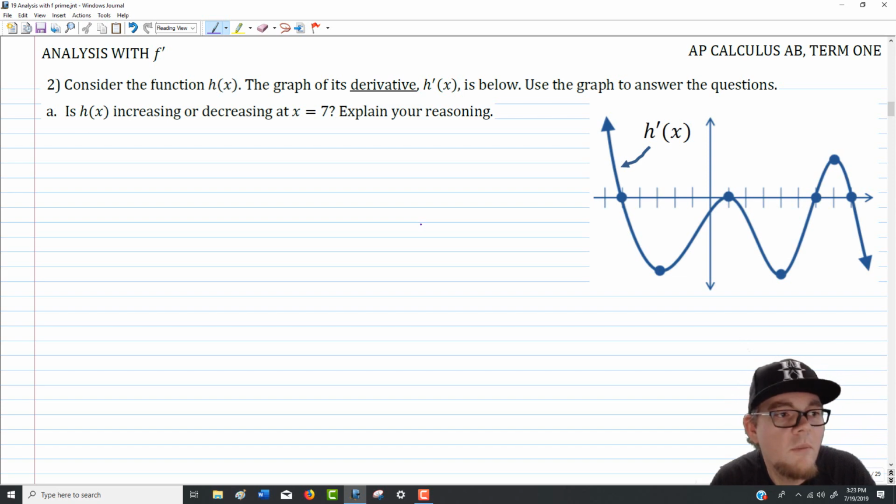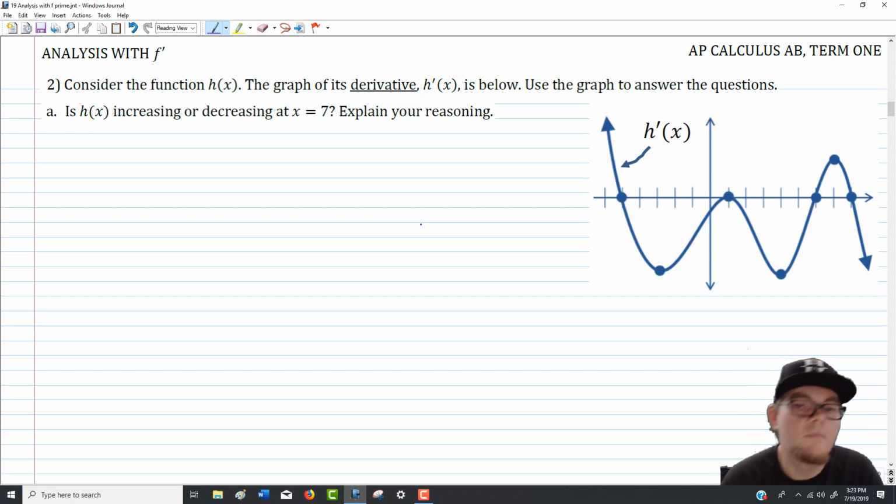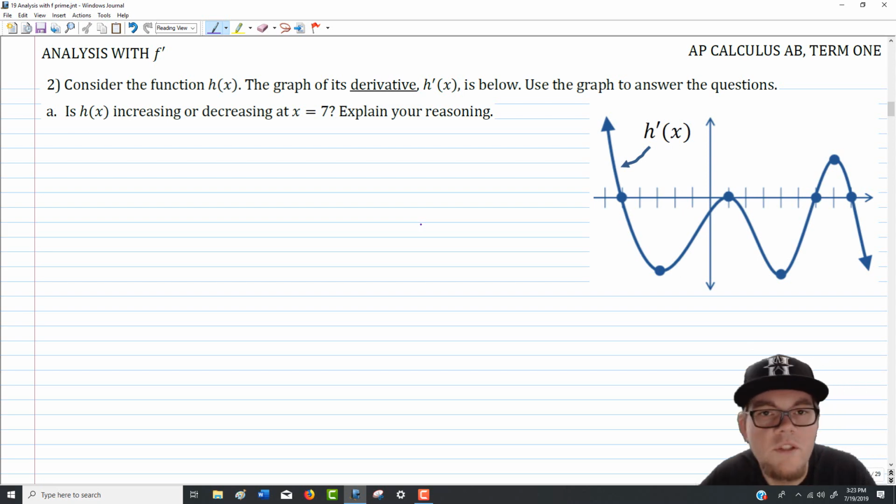So in looking here at question number 2a, the first thing we're asking is: is h of x increasing or decreasing at x equals 7, and explain our reasoning. Since we don't know anything about h except its derivative, we need to figure out first where is 7. What's the graph of h prime doing over there? So 1, 2, 3, 4, 5, 6, 7. So if that's 7, this is our point that we're interested in.